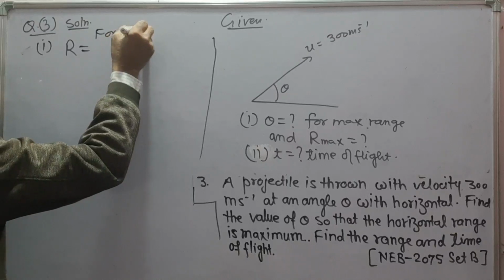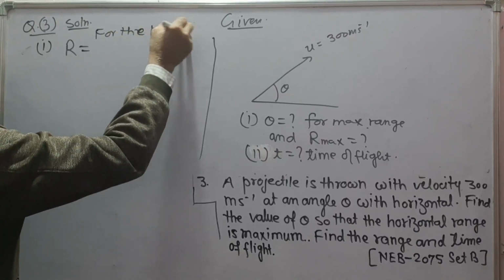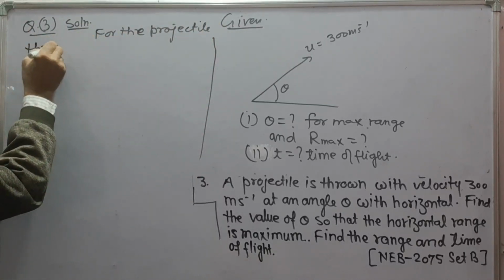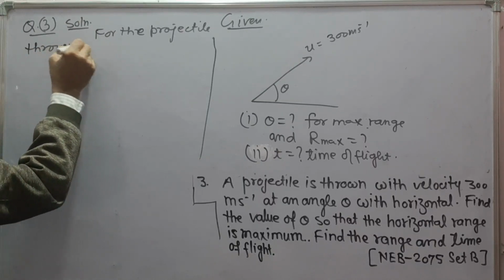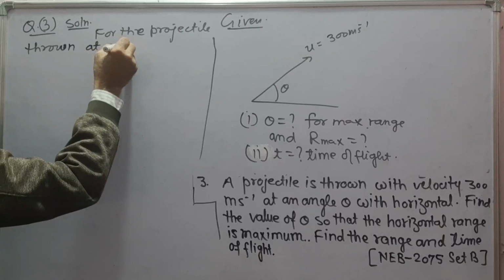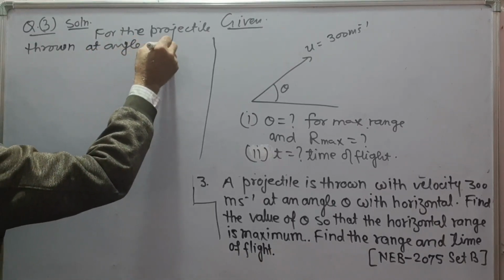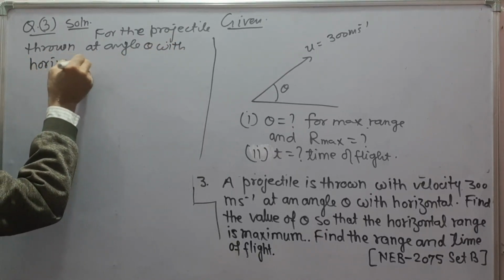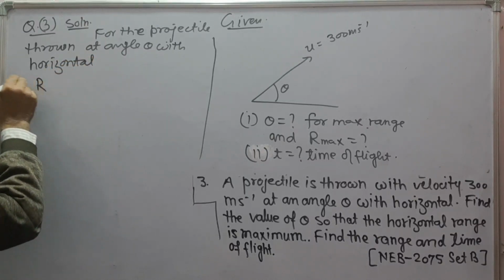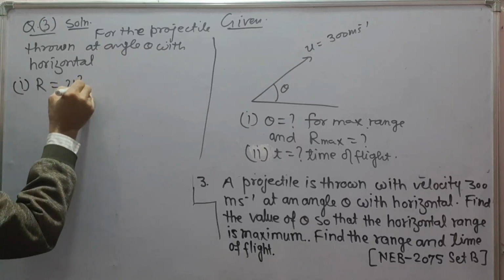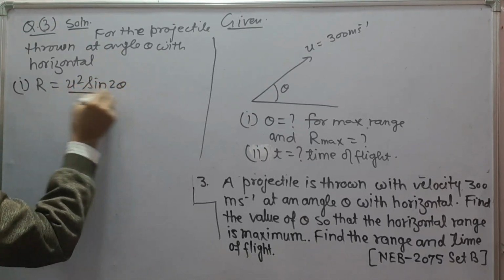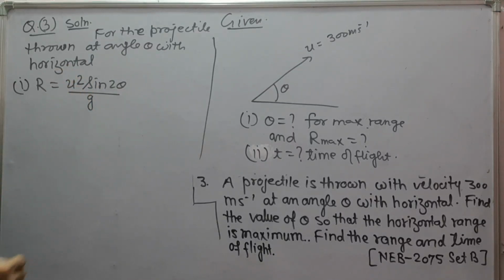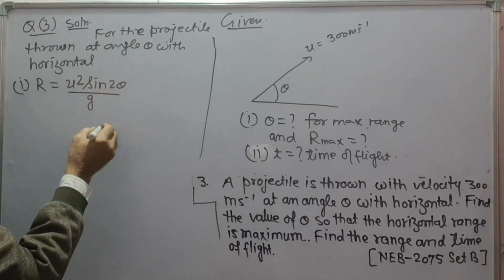For the projectile thrown at an angle theta with horizontal, range is equal to u square sin 2 theta upon g. Range will be maximum when sin 2 theta is 90.